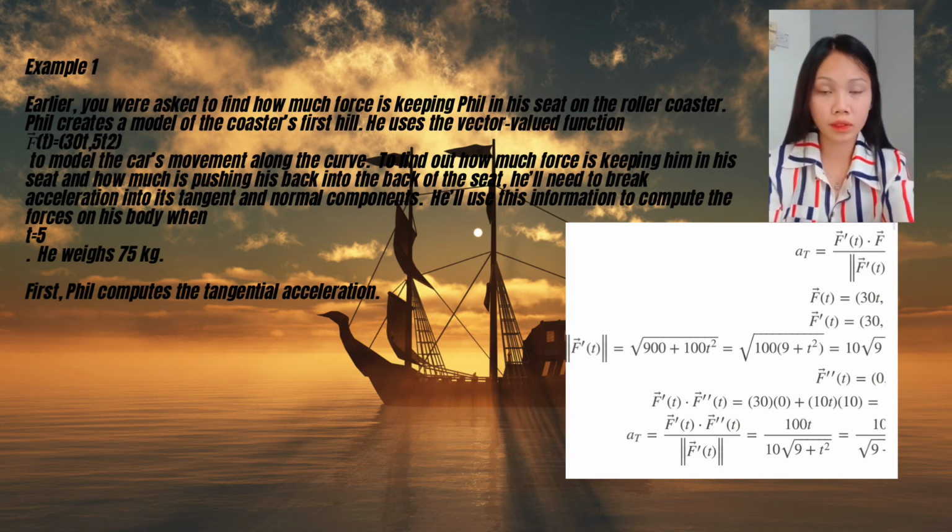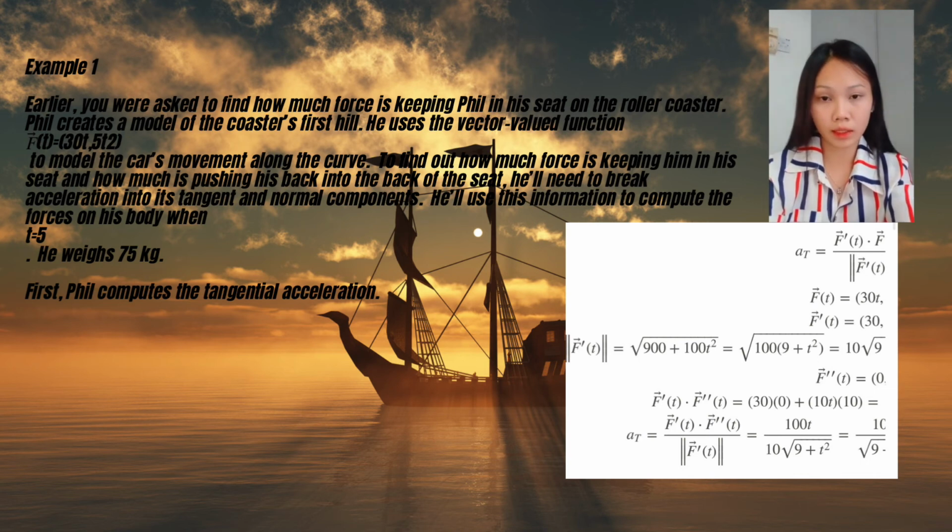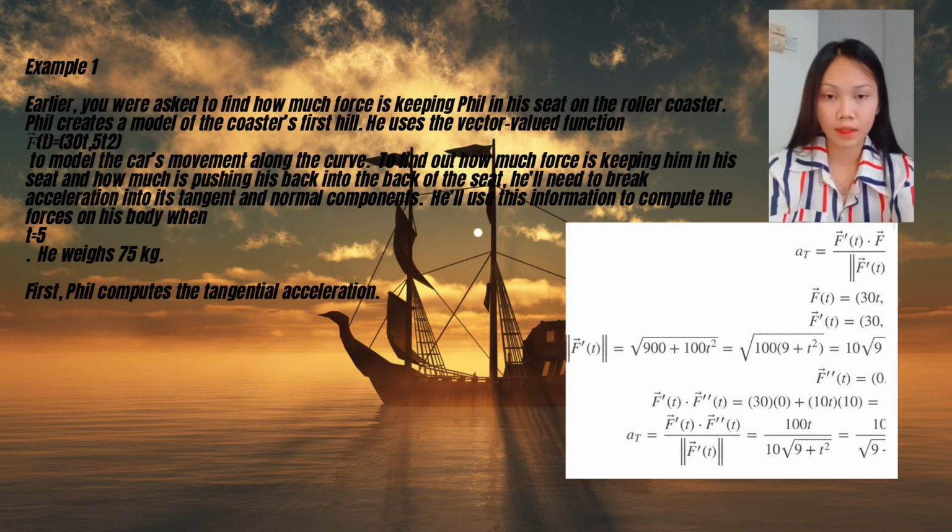Next is the continuation of example 1. He evaluates it at t equals 5. He multiplies it by his weight in kilograms to find the force on his back in joules. He uses the tangential acceleration to find the normal acceleration, then multiplies that by his weight to find the normal force. That's the force that keeps him in his seat as the roller coaster goes down the hill. The picture on this slide shows the calculation.